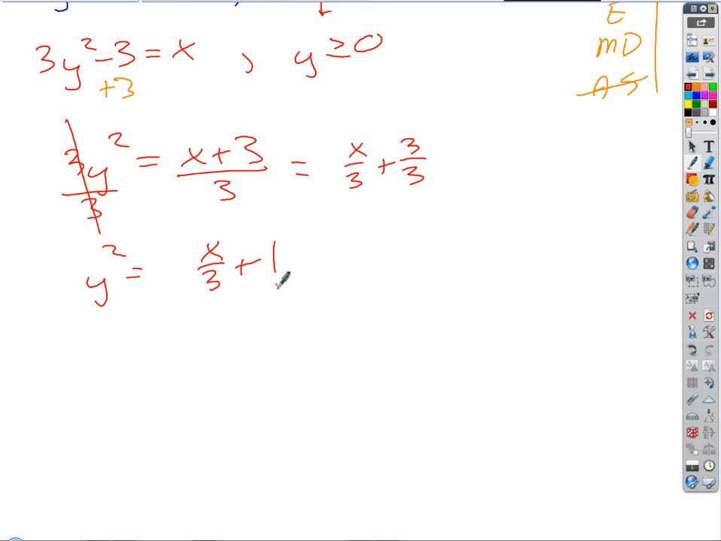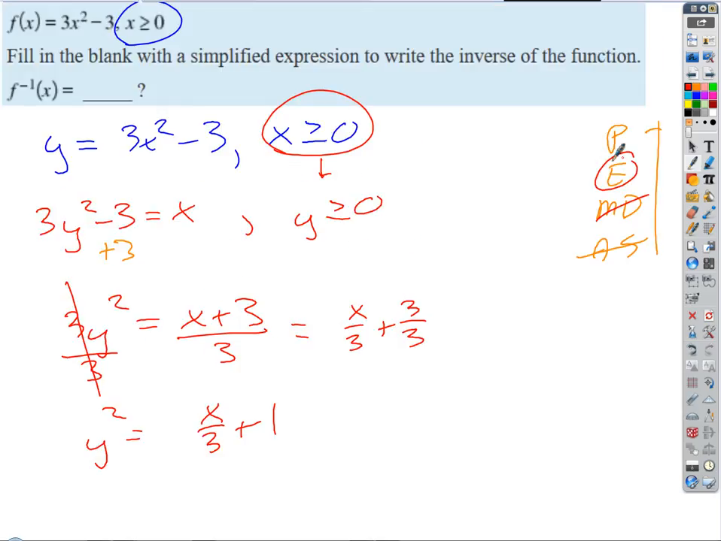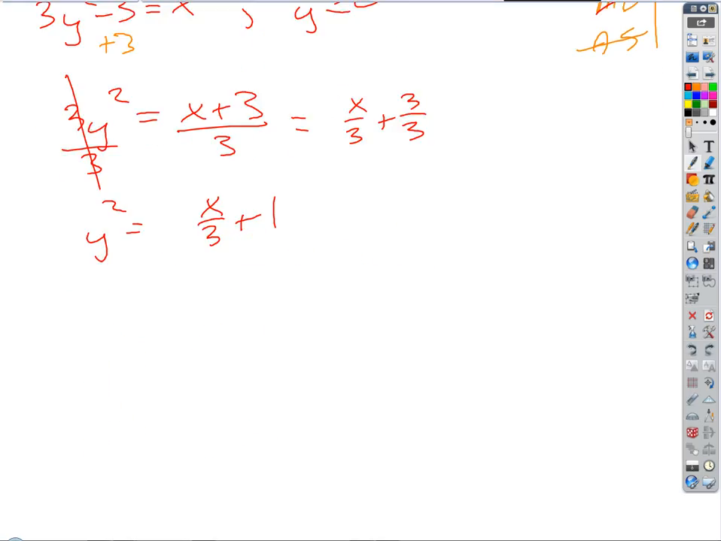And then the last step would be square root. I want to undo the exponent by square rooting. And so I would get y equals what? Plus or minus, that's important. We have to put the plus or minus the square root of x over 3 plus 1. How do we know we need the plus or minus there? Why'd you say that, Joe? You're right. Because I'm taking an even root, right? That's an even power of y. I'm having to take an even root of both sides. That always means plus or minus.